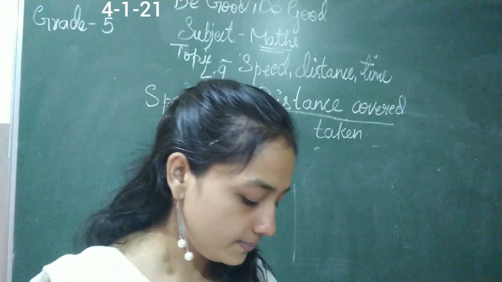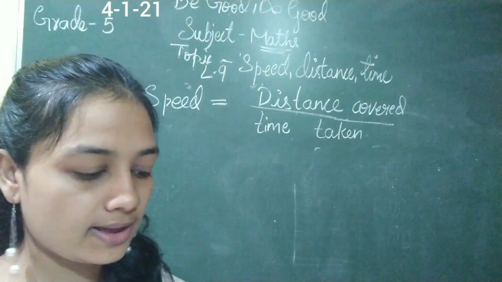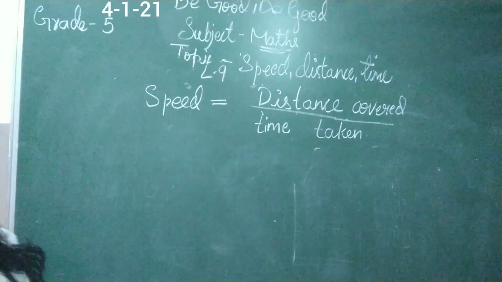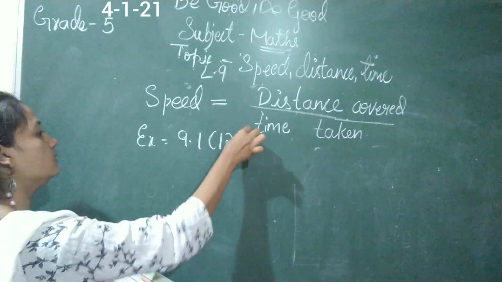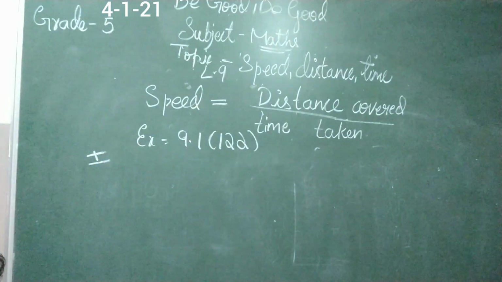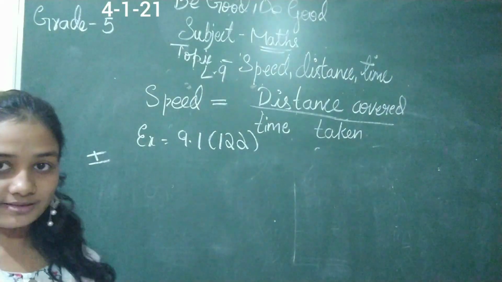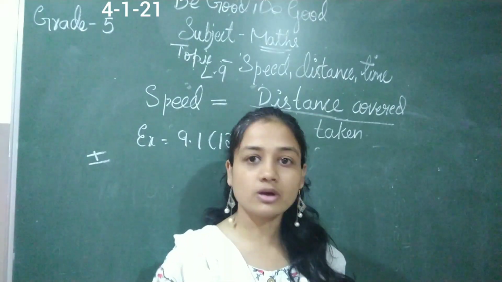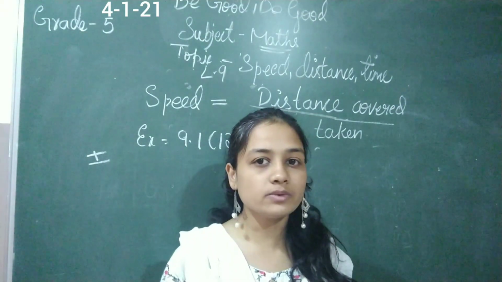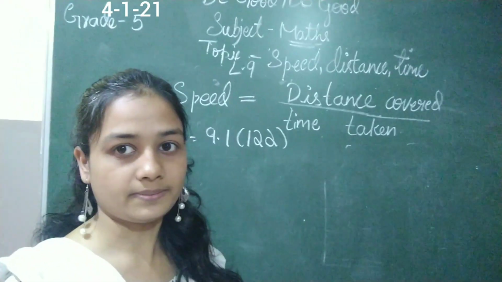So let's go to exercise 9.1, page number 122. I'll be doing a few sums and I'll give you a few sums to practice. Find speed with their respective units. So you have to find the speed and you should make sure that you are writing the units correctly. If you write the units wrong or don't write the units, the answer would be completely wrong. Okay children? So units are very, very important.